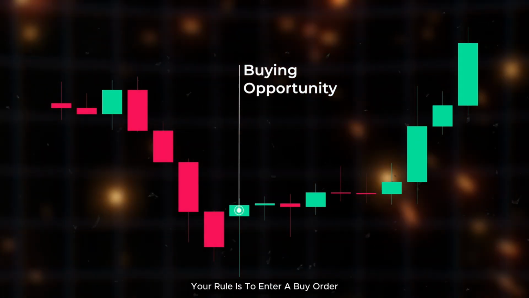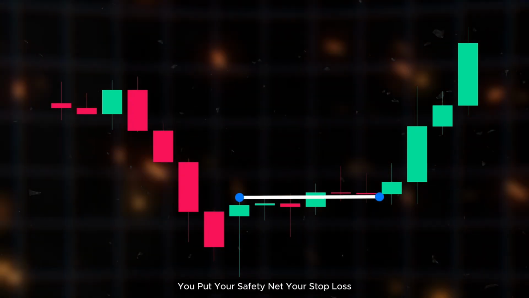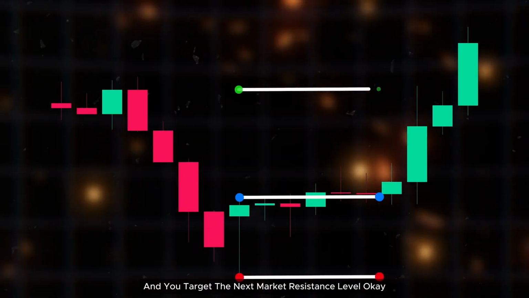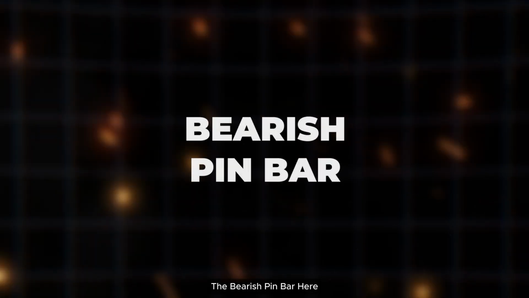If you're trading this, your rule is to enter a buy order just above the high of the pin bar. You put your safety net, your stop loss, below the bottom of the pin bar, and you target the next market resistance level. Okay, now let's flip that entirely upside down, the bearish pin bar.